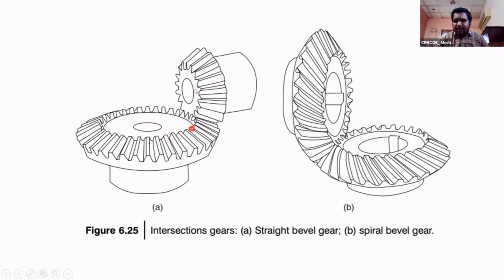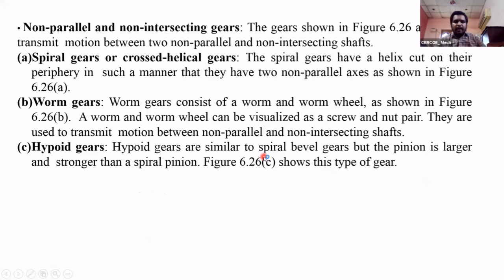In this arrangement we can classify it into two types. This is bevel gears, and the second one is spiral bevel gears. The difference is that here the teeth are straight, and here the teeth have a certain angle. Those gears are called spiral bevel gears. Here we are transmitting the motion from one shaft to the other, but the axes of the two shafts are in different directions, non-parallel and non-intersecting.